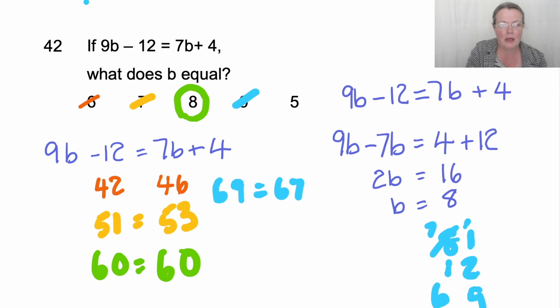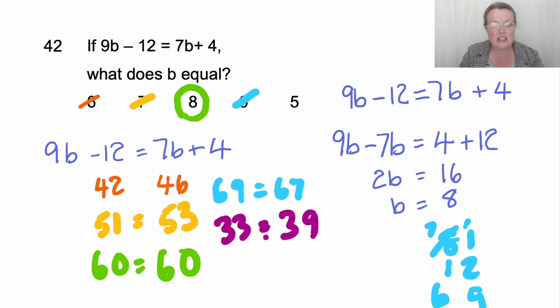Let's try 5. See what happens with 5. 9 times 5 is 45. Take away 12 is 33. 7 times 5 is 35. Plus 4 is 39. Does 33 equal 39? No, it doesn't. So it's not that.